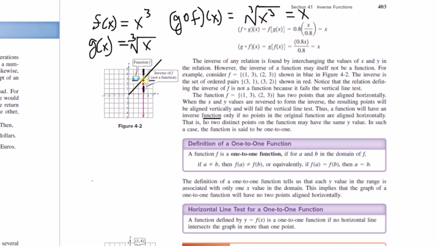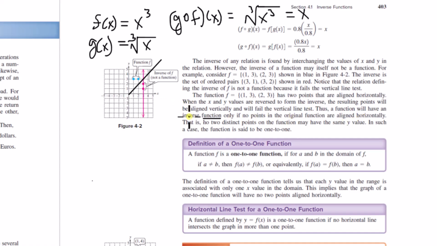But it's not an inverse. But it's asking, does it have an inverse function or not? This doesn't have an inverse function. It has an inverse, but it doesn't have an inverse function. A function will have an inverse function only if no points in the original function are aligned horizontally, right?